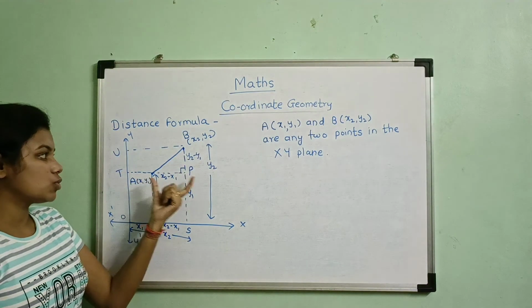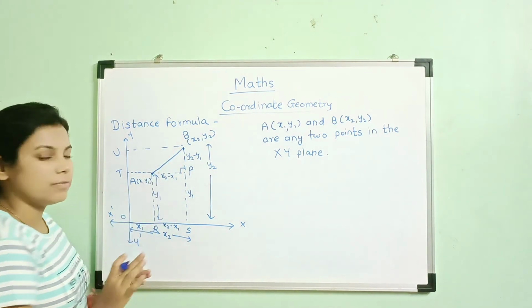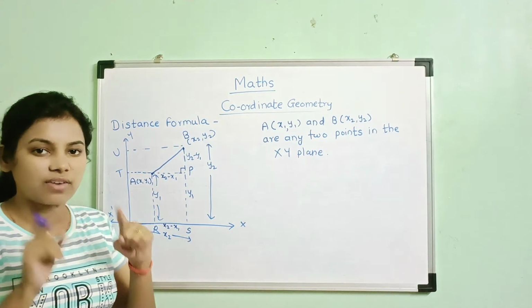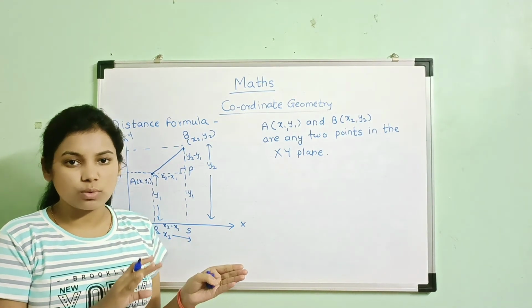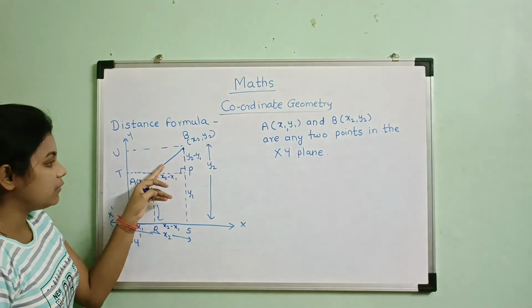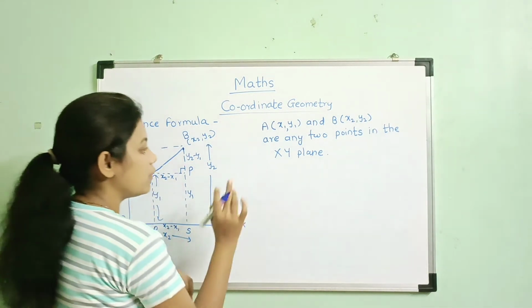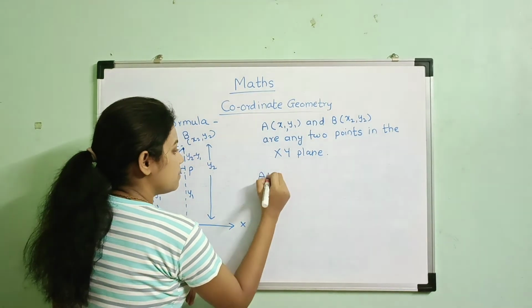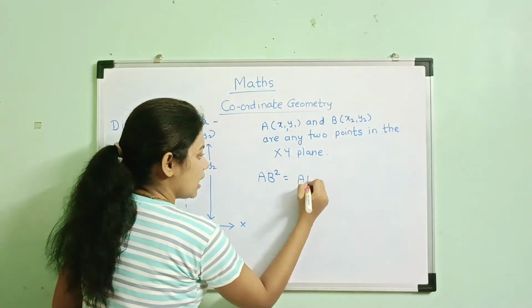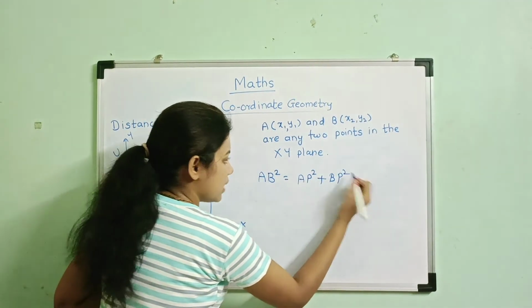Now the task is so simple. We just have to find the distance of AB. And all of you are aware of the Pythagoras theorem. What is the Pythagoras theorem? If we consider a right angle triangle, then hypotenuse squared equals side 1 squared plus side 2 squared. And the side which is opposite to the right angle is called the hypotenuse. So we will write this simply as AB squared equals AP squared plus BP squared.